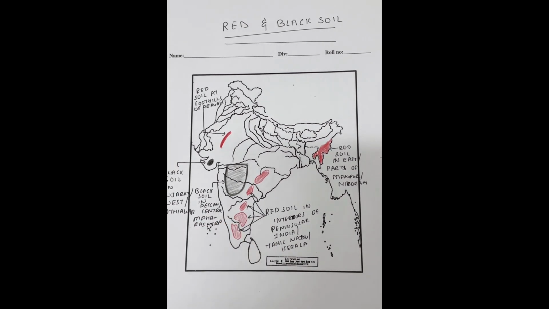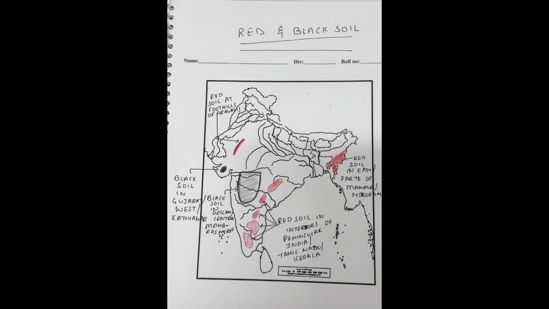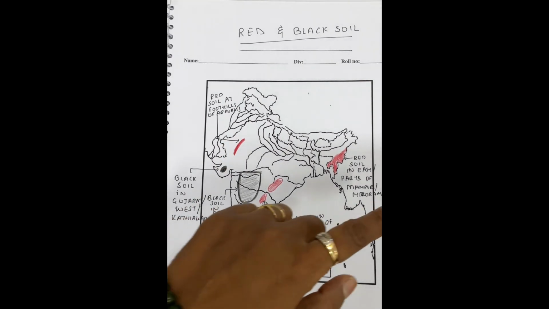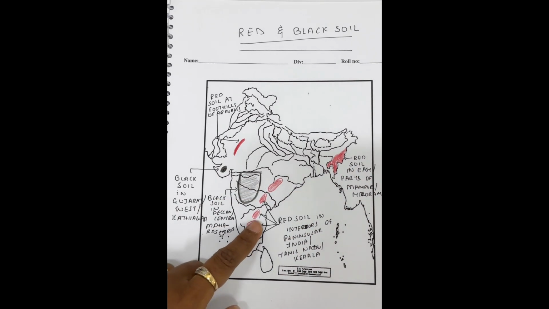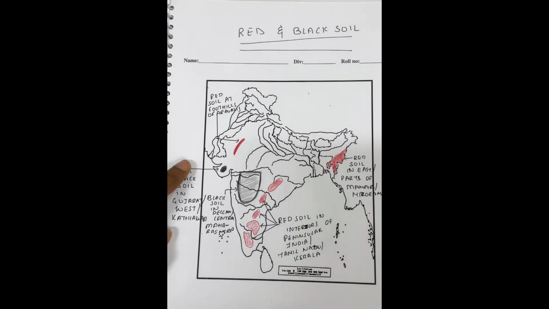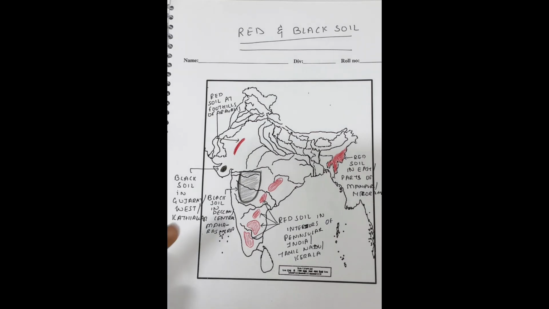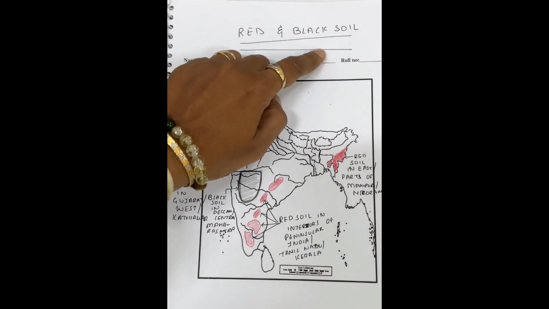So these are your red and black soil area. Red soil in west, red soil in east, red soil in south. These are the 2 main areas. Black soil in west, black soil in Deccan, black soil in central Maharashtra, black soil in south. This all remains same. So this was your red and black soil.